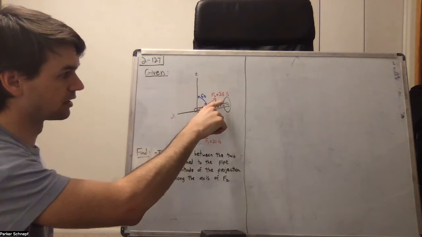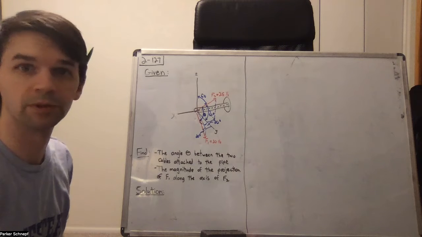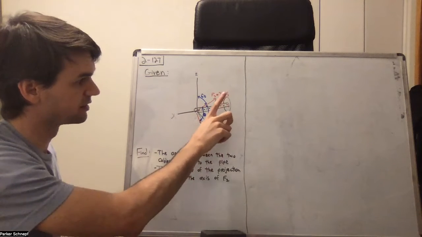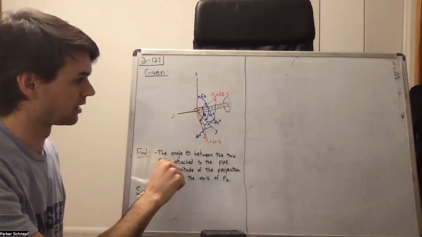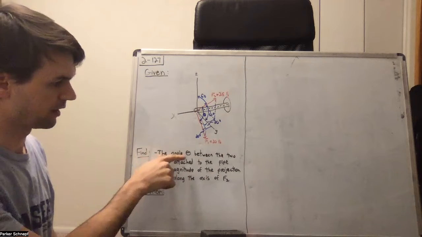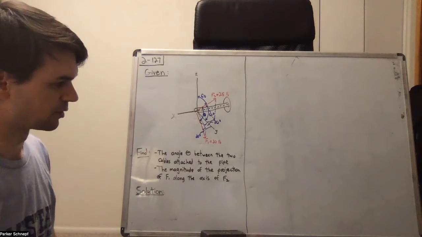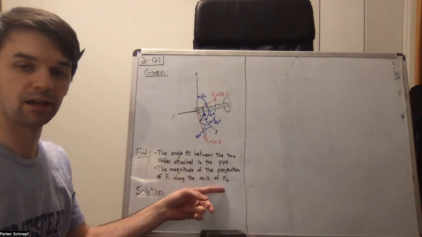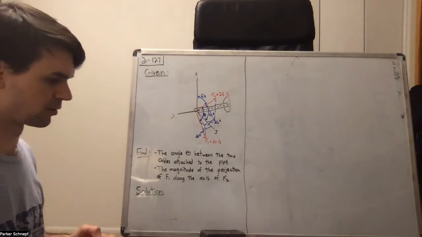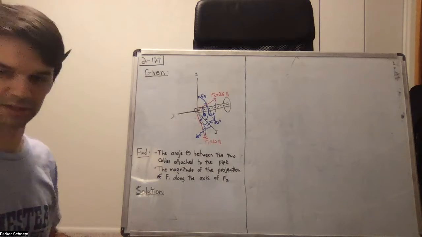And then F2, for it we're given two of the coordinate direction angles. We're not given the third, but we can find that since we have two. It's pointing in the positive y direction, the positive z direction, but in the negative x direction. And what we're asked to find is the angle theta between the two cables attached to the pipe, or the two vectors. And then we're also going to find the magnitude of the projection of F1 along the axis of F2. So we're going to do both of those and hopefully demonstrate why the dot product is useful and how to use it. I'm going to do this in my blue pen because that's my best pen right now.